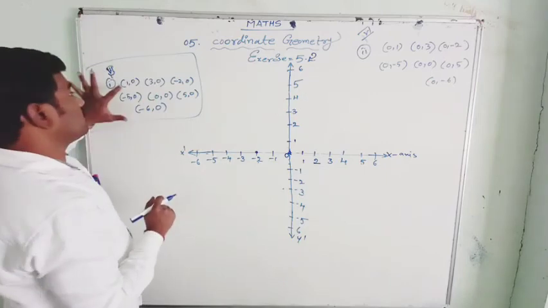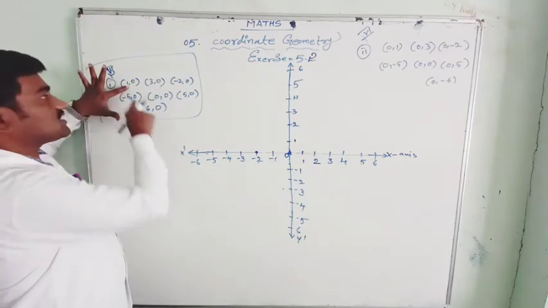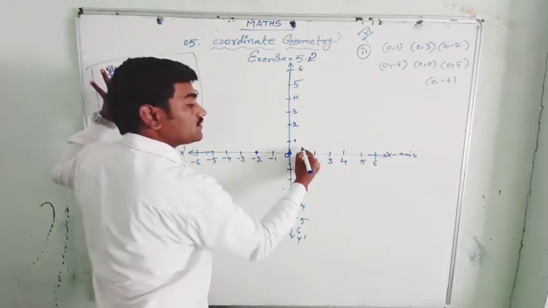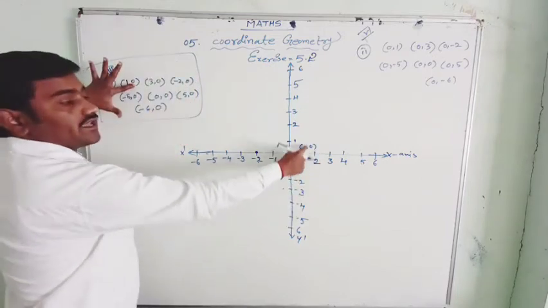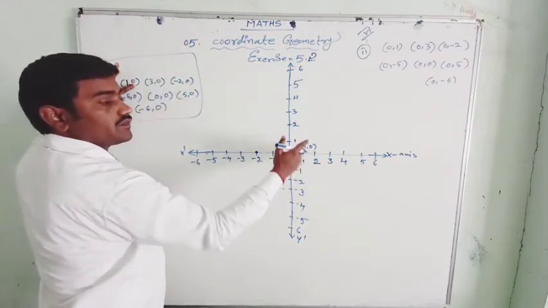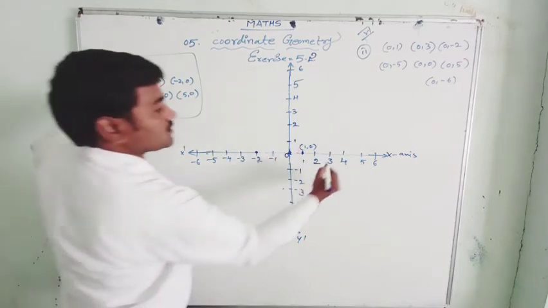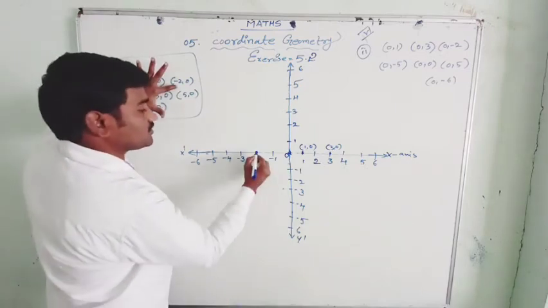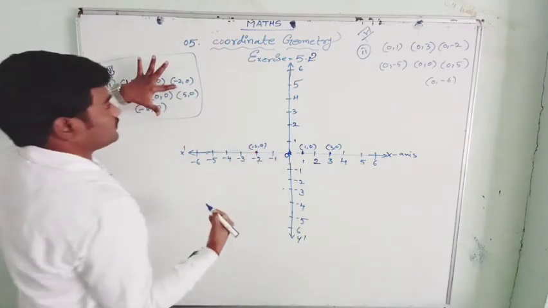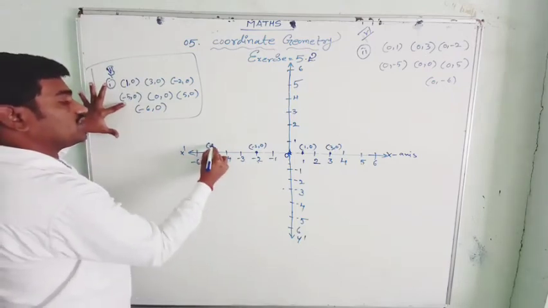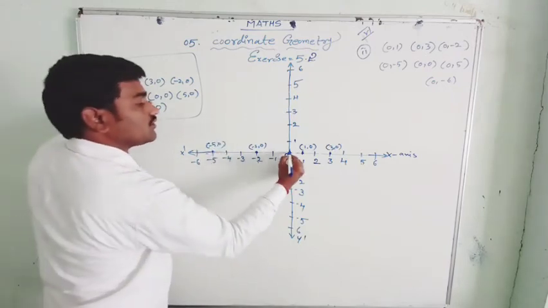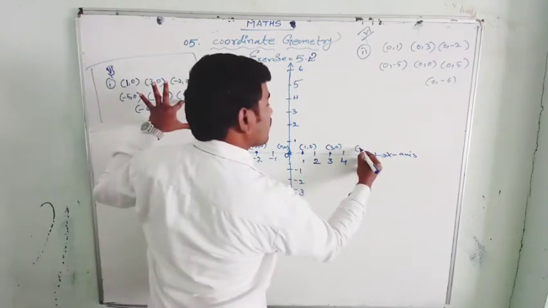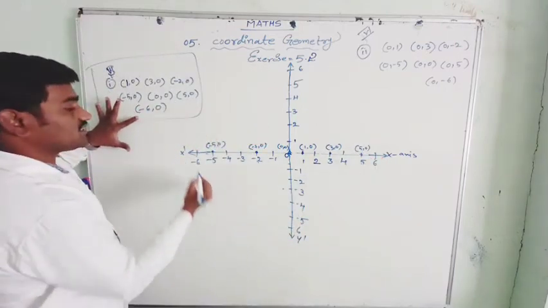(1, 0). That means the x value is 1 and the y value is 0. (1, 0), here it is. The x value is 1, the y value is 0. There is no y value. Okay, next (3, 0), here it is. You have to write it on the graph paper. Then (-2, 0), here. Then (-5, 0). And (0, 0), it is the origin. Next (5, 0). Next (-6, 0).